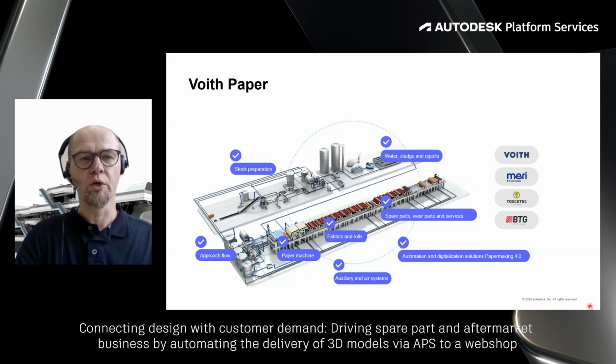Before we start with the whole topic, let me shortly introduce Voigt Paper. Together with our partners, we build machines and plants that produce paper. We build new machines, we make rebuilds, but we also take care of our spare and wear part business and services.